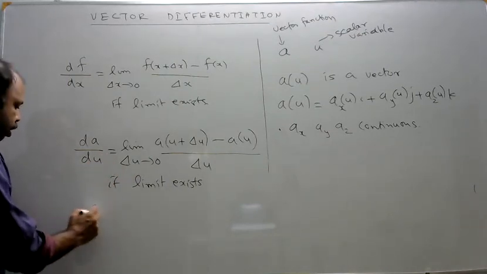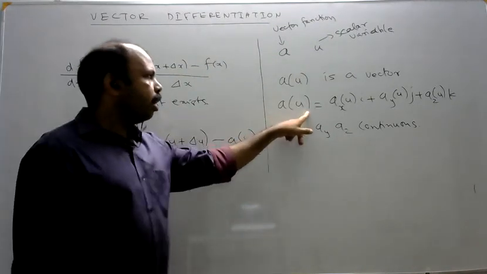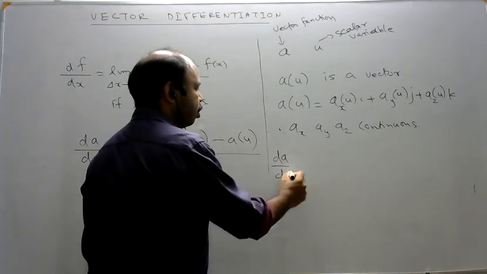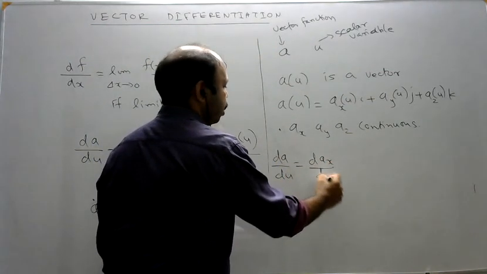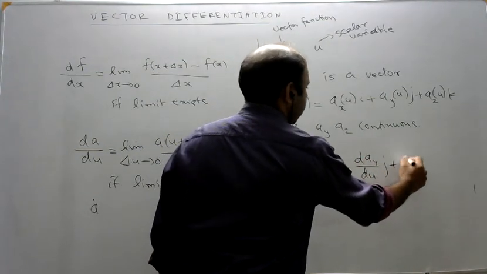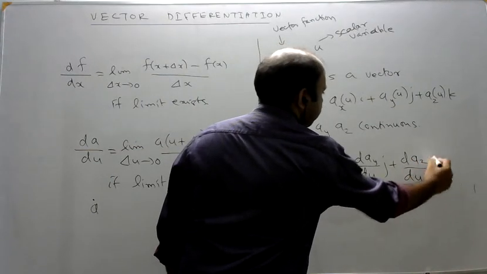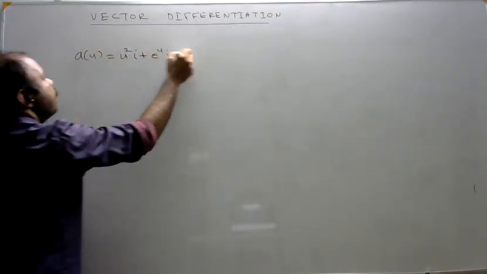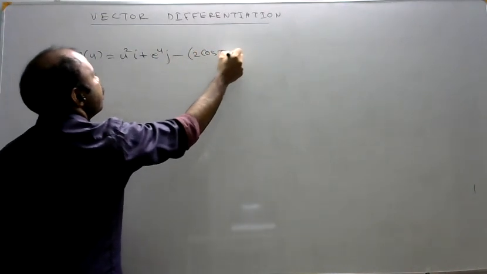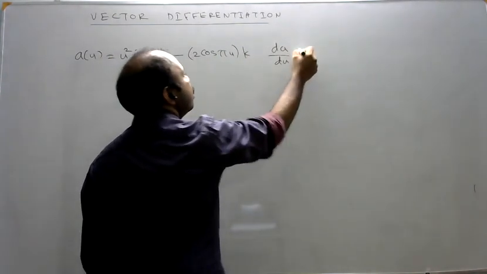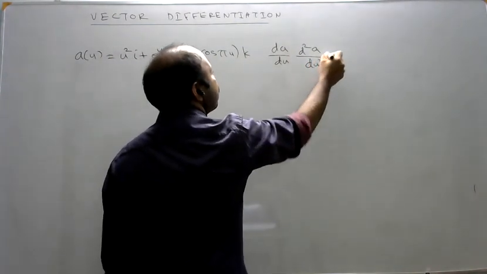Sometimes we denote it by A dot. Here, if the components are Ax, Ay, Az, then dA by du is equal to dAx by du into i plus dAy by du into j plus dAz by du into k. Problem number 1.1. A of u equal to u square i plus e raised to u j minus 2 cos pi u k. Find dA by du and d square A by du square.